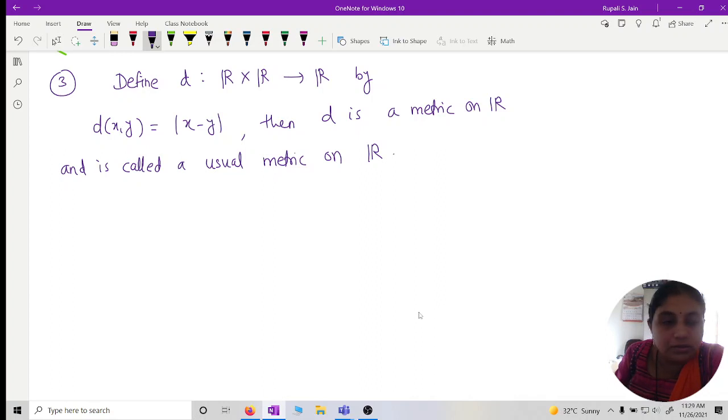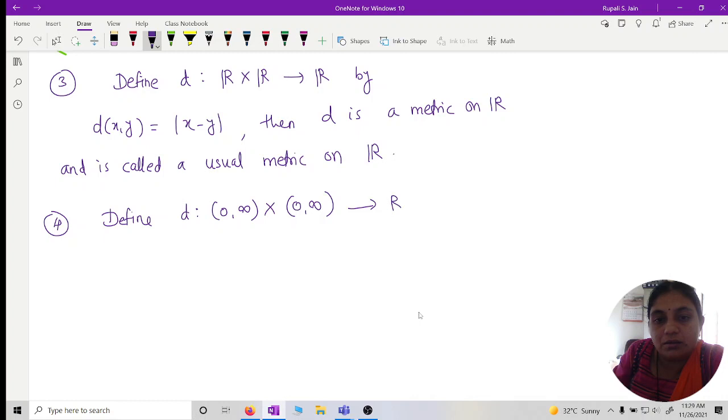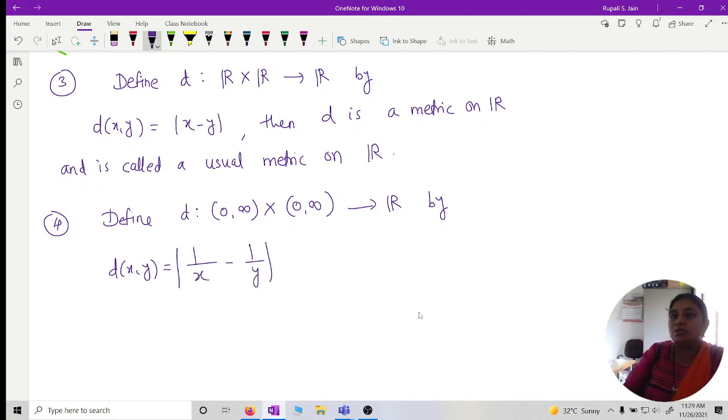Yes, ma'am. Fourth example, we can have: define d from (0, infinity) cross (0, infinity) to R by distance of x,y is equal to modulus of 1 upon x minus 1 upon y. This also is a metric on (0, infinity). This also you can prove.